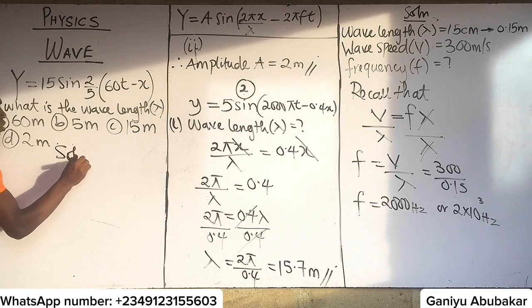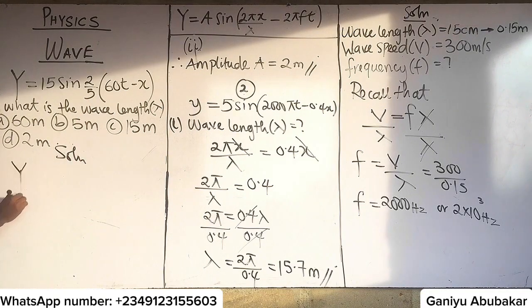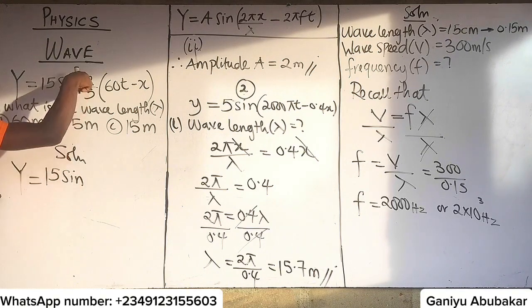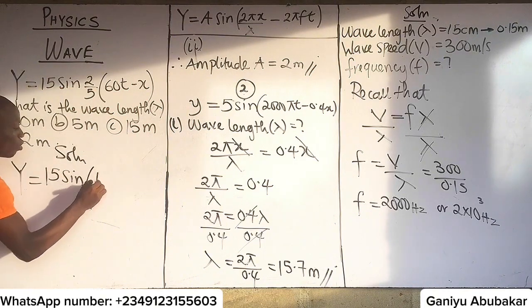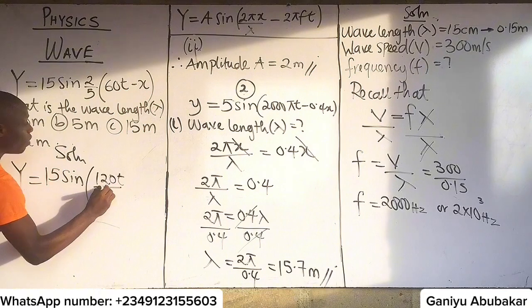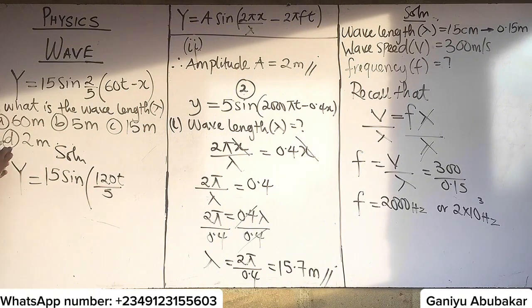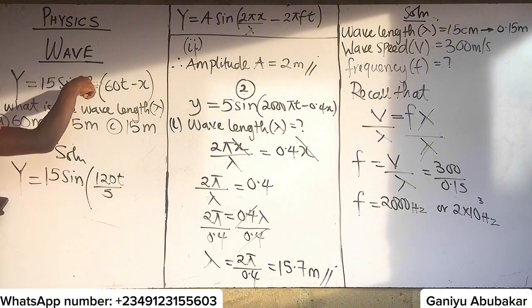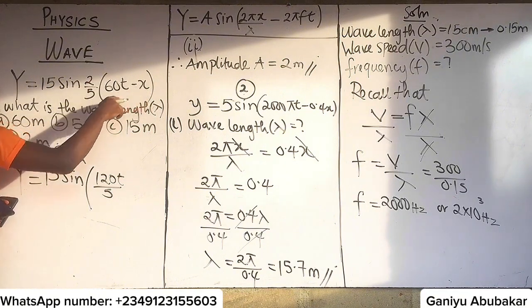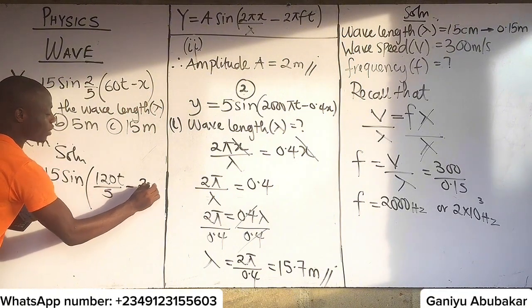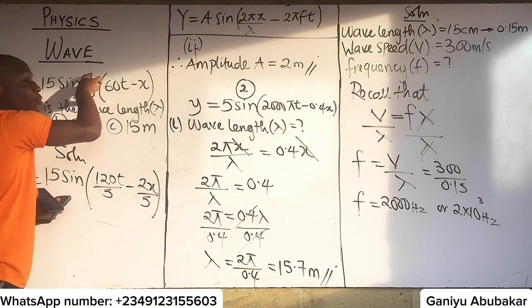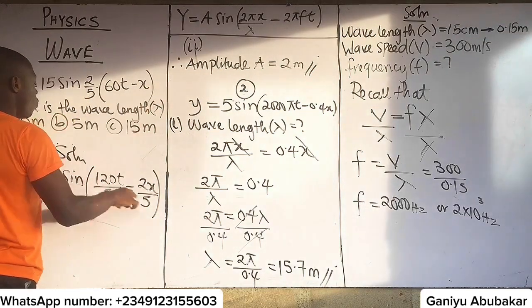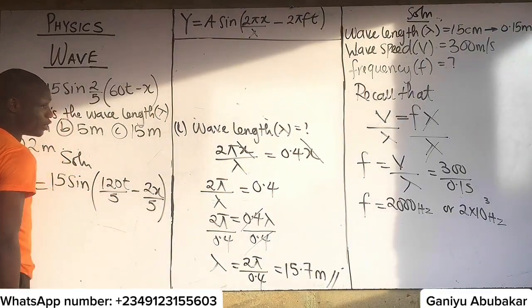Solution. If I expand this one, I'll have that y is equal to 15 sine 2 over 5 times 60t, that will give 120t over 5. That's the first task. You expand through 2 over 5 times minus x. That becomes minus 2x over 5. This is the first task here. You expand using this number in front of the bracket. When you are done expanding, what next?